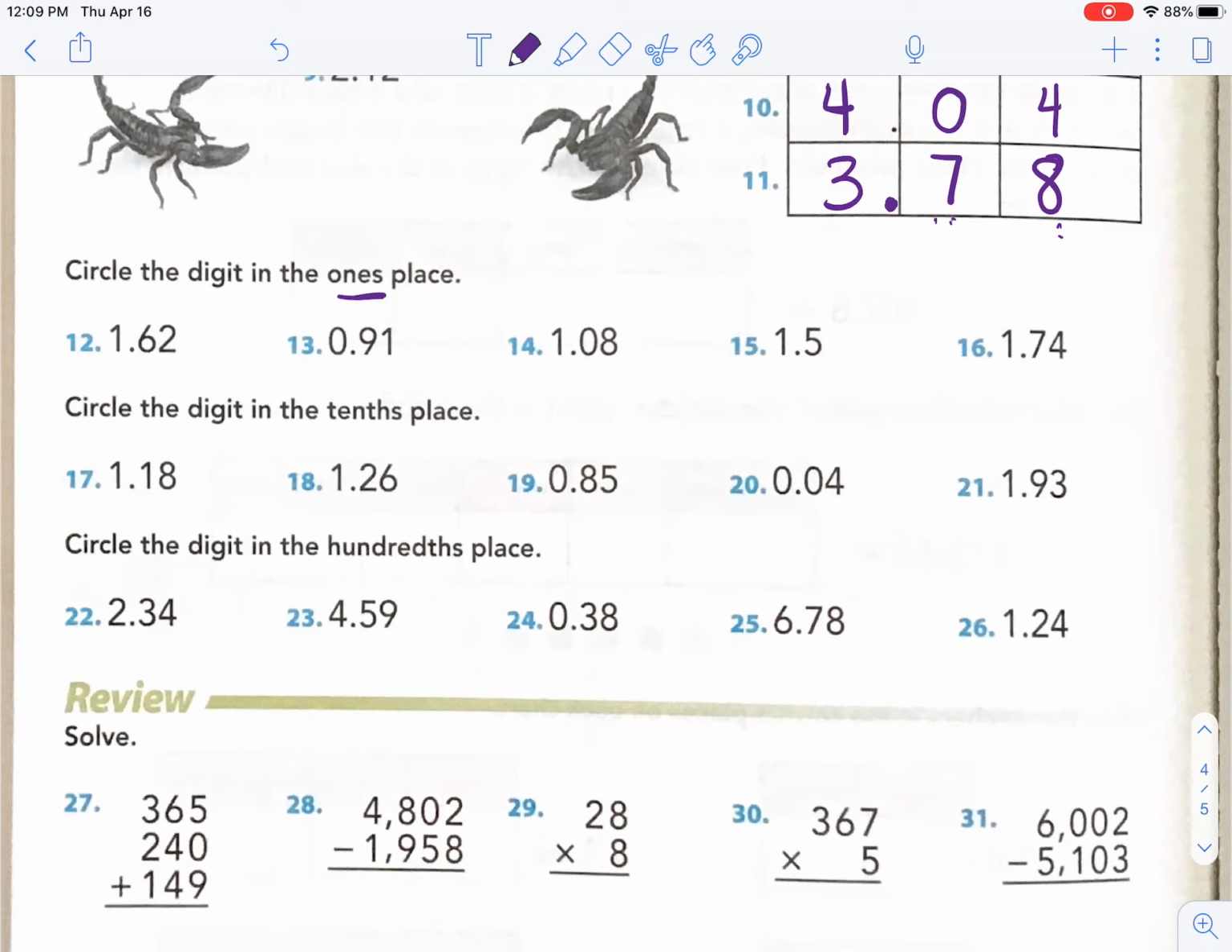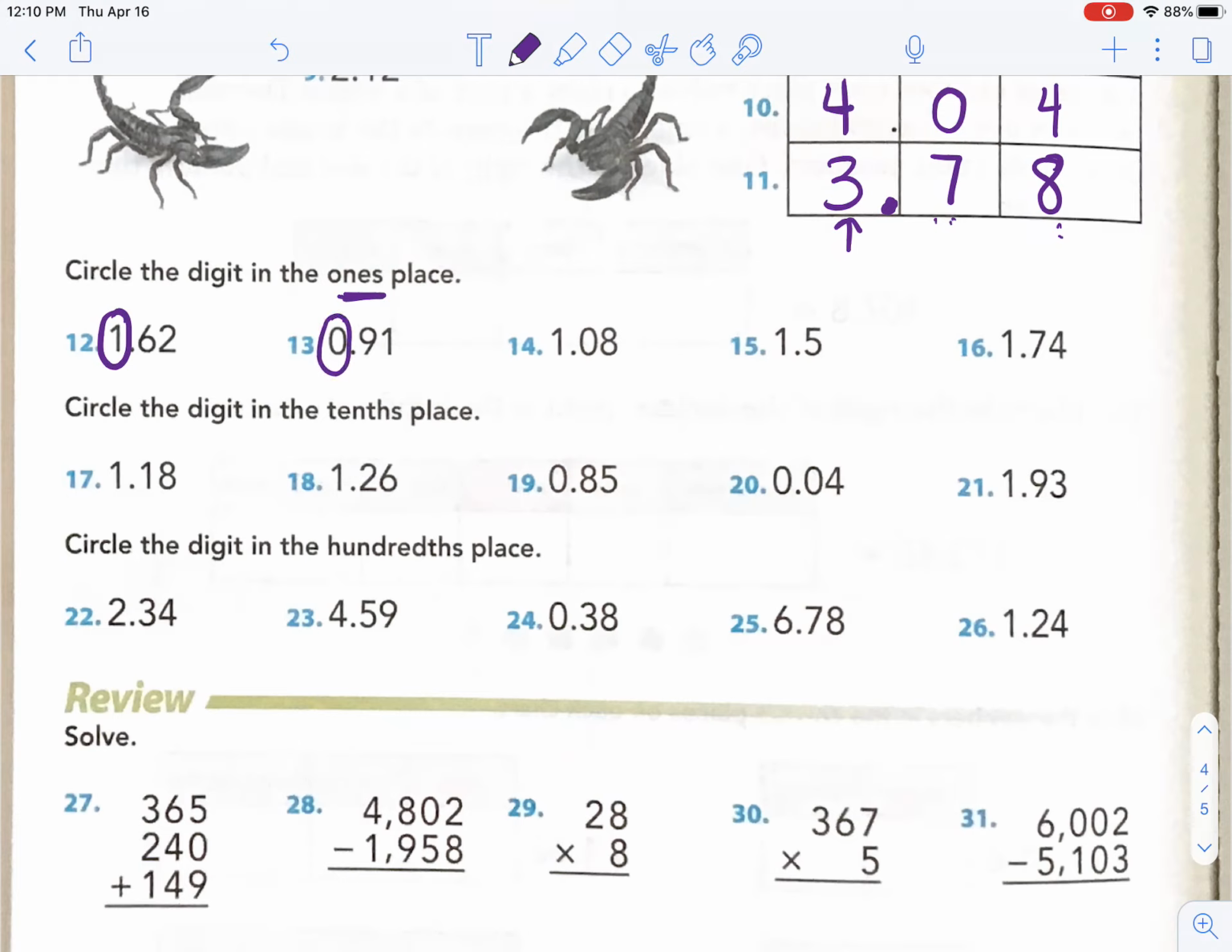Okay, let's look at the next one. Circle the digit in the ones place. So the ones place would be the number right before the decimal. The number right before the decimal is 1.